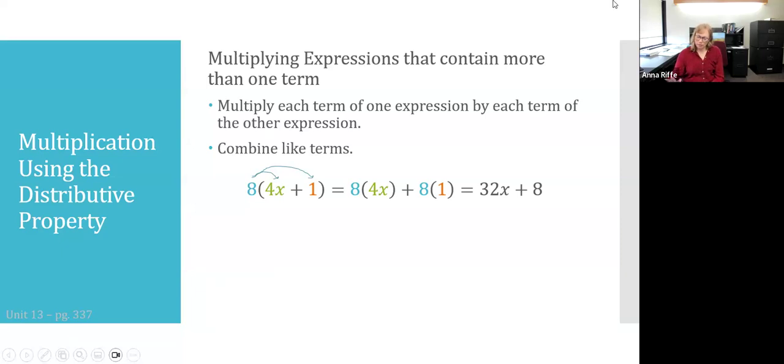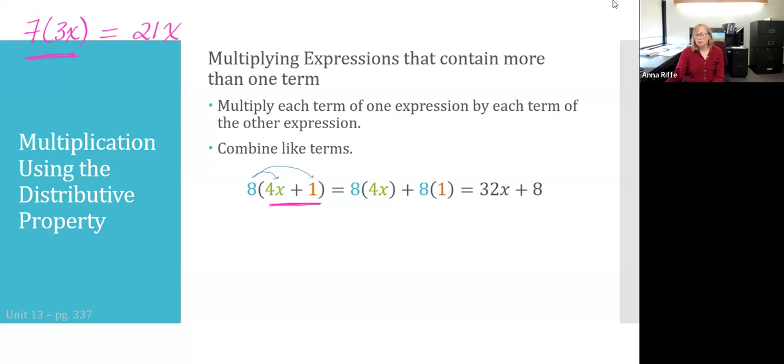Last time we did this, we had expressions that looked like this: 7 times 3x, where we took a constant and multiplied it by a single term. And we noted that we could multiply these two together. 7 times 3x is 21x. We want to expand that to multiplication by a polynomial with multiple terms. So 8 times 4x plus 1, for instance.